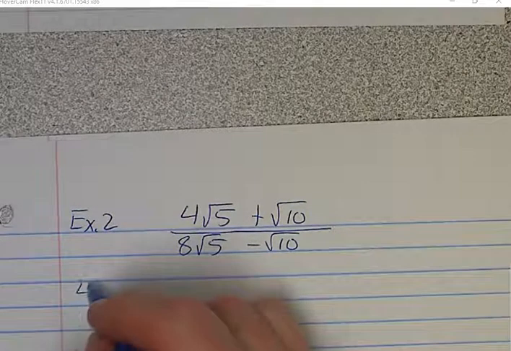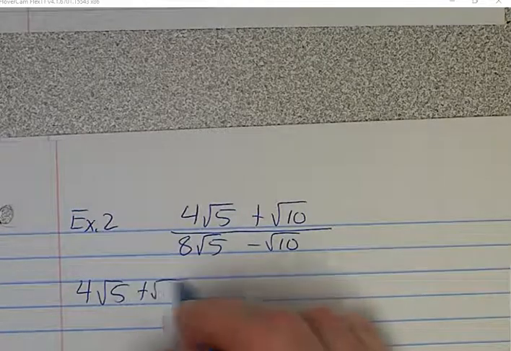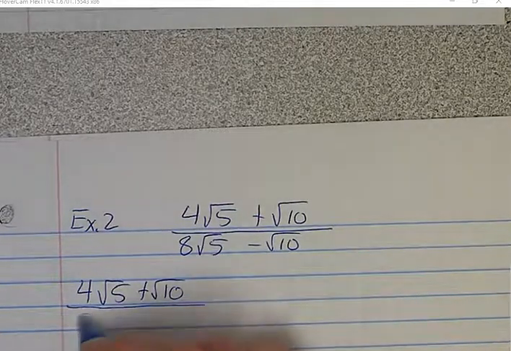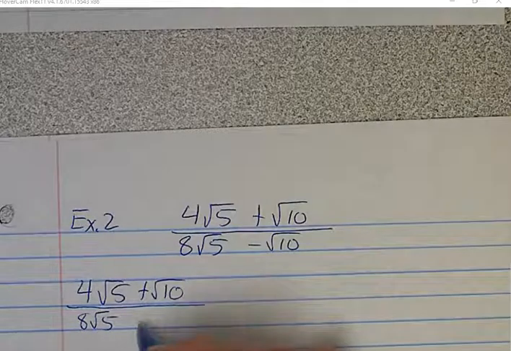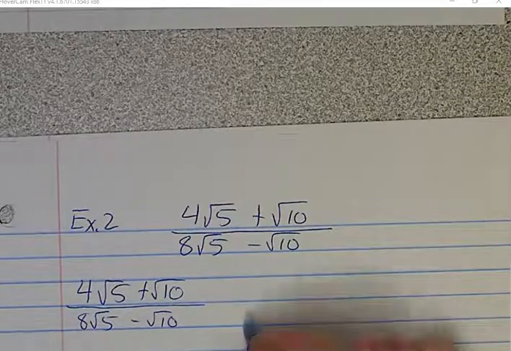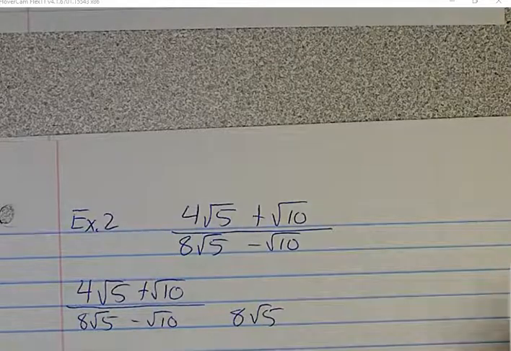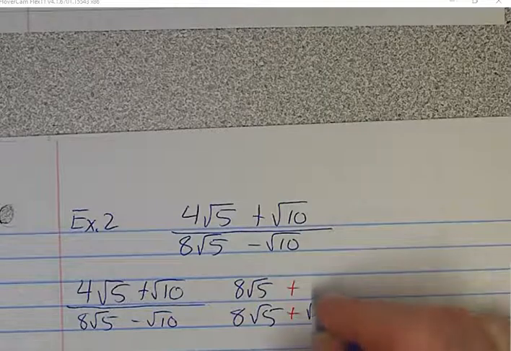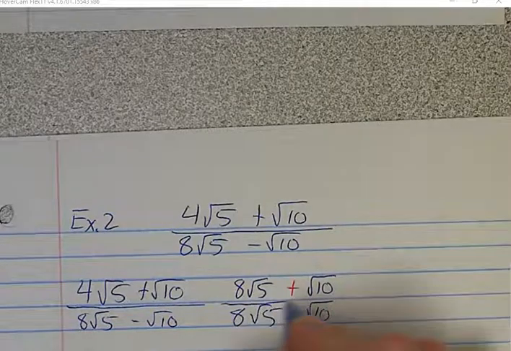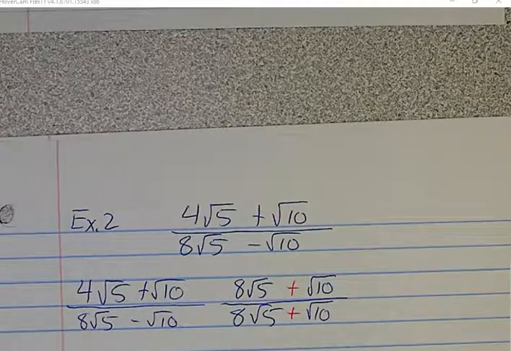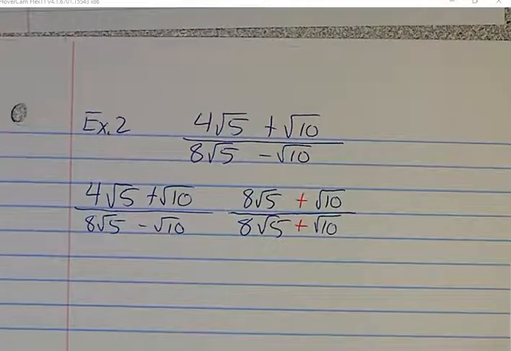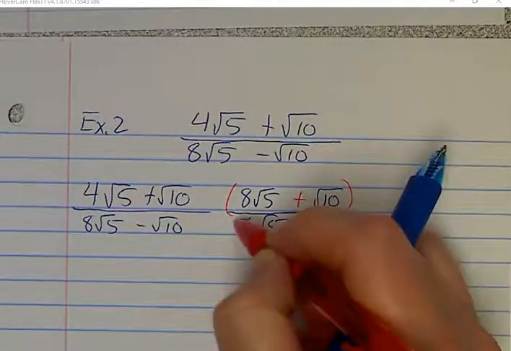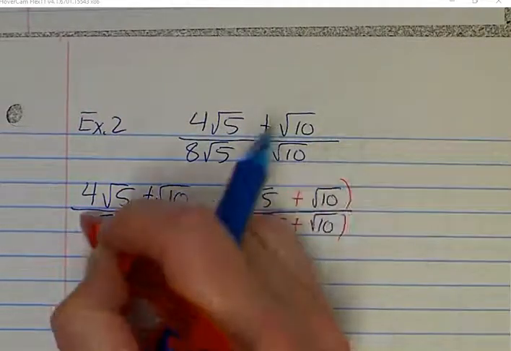Okay, so the very first thing is, on the bottom we had 8 square root of 5 minus square root of 10. So now we're going to do 8 square root of 5 plus square root of 10. And whatever we do at the bottom, we're going to do the same thing on the top. Just to make sure we don't miss anything, I would say go back and put parentheses around every single part of the fraction that you've got here.